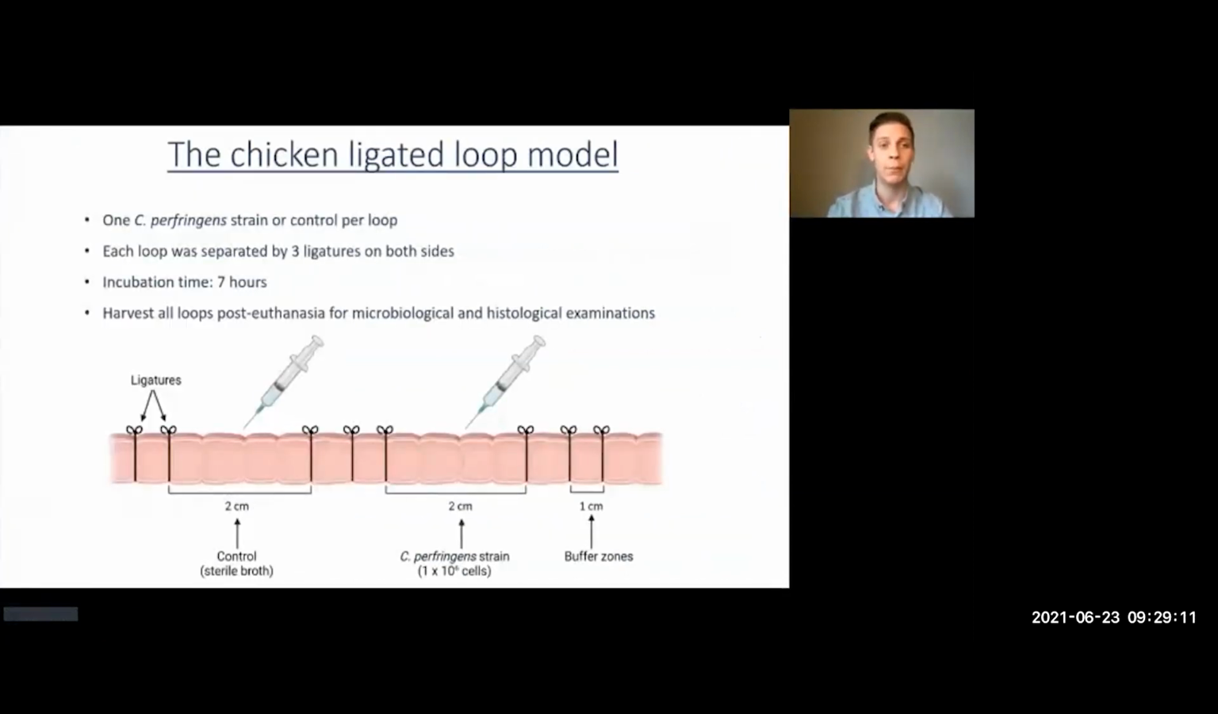So in the ligated loop model, we inoculated one C. perfringens strain or one control per loop, and each loop was separated by 3 ligatures on both sides. The incubation time for bacteria was 7 hours, and all loops were harvested post-euthanasia for microbiological and histological examinations.